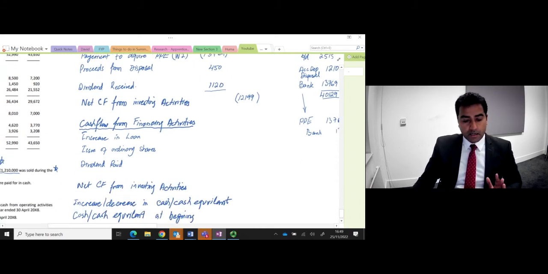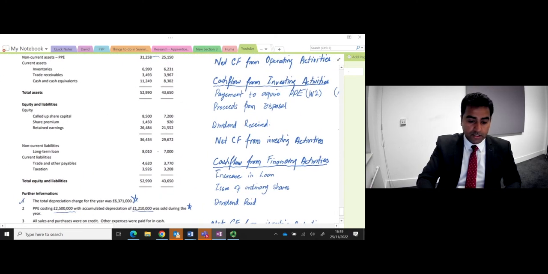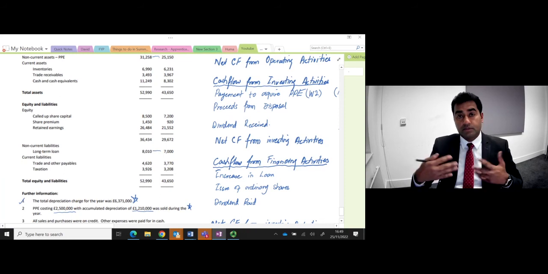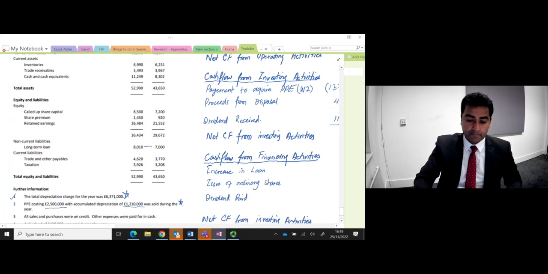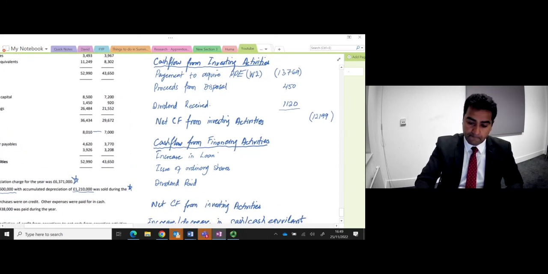Next, have you taken any loan? Has this company taken any loan? So you can see that the loan figure has gone up, so there's a cash inflow, and the difference is 1010. I can write over here 1010.